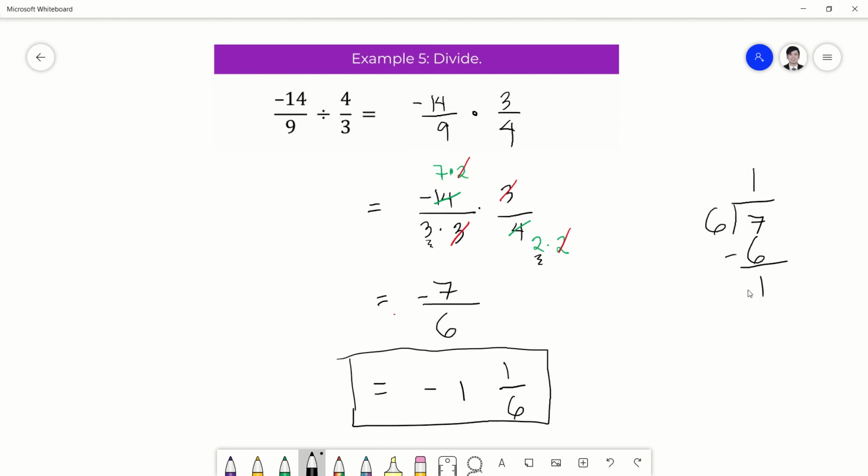Or you can also consider negative 7/6. Why is it negative? Because this is negative, this is positive. Negative divided by positive is negative. Different signs, negative all the time.